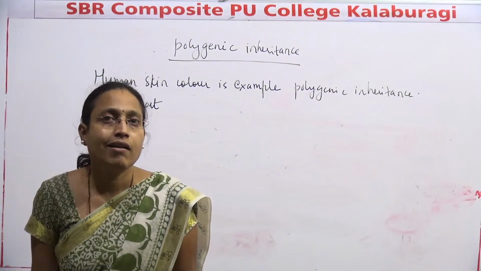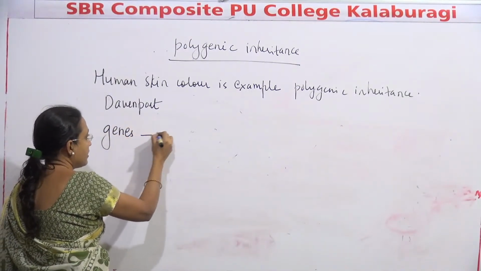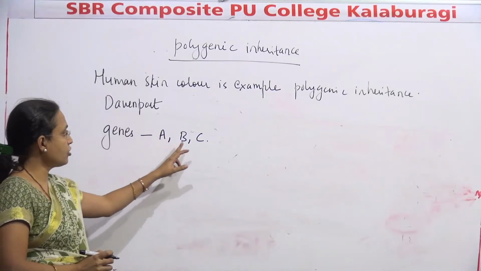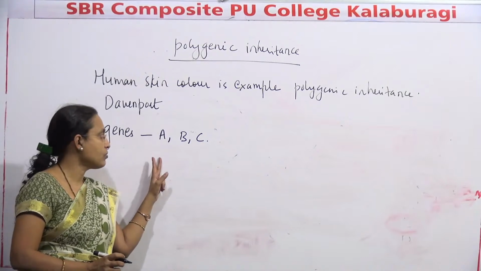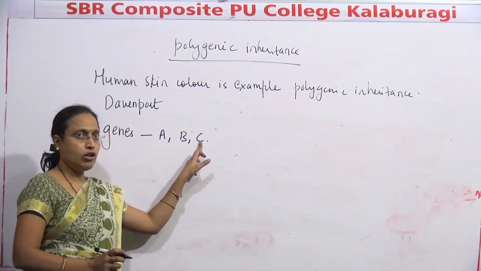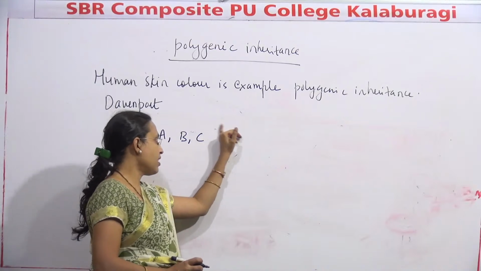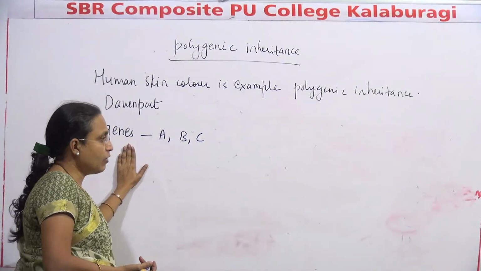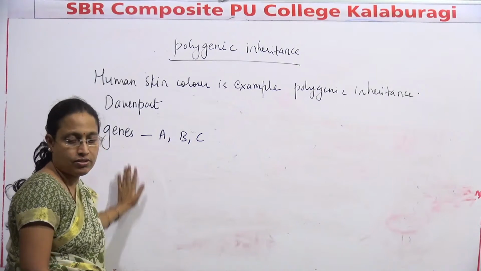And the list of genes responsible is 3 of them. So genes responsible for polygenic inheritance are A, B, and C. These are the representations of the genes. And each gene exists in 2 forms. Those are called allelic forms, which will be dominant and recessive. Here also B exists in 2 forms, dominant and recessive. C gene also exists in 2 forms, dominant and recessive. So this is about the genes involved in inheritance of skin color in humans.